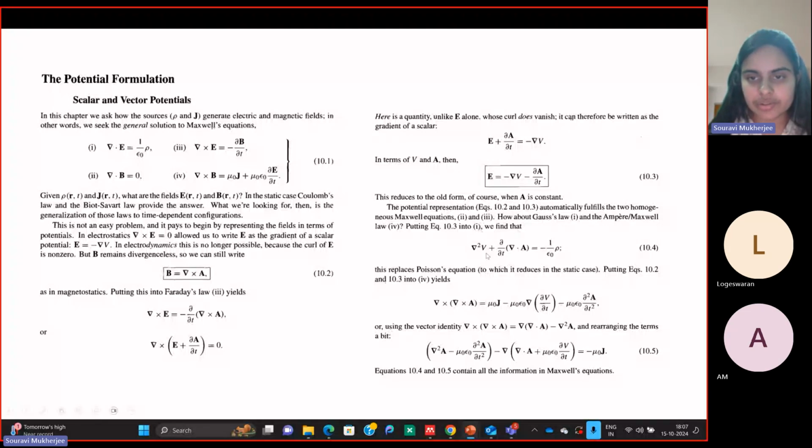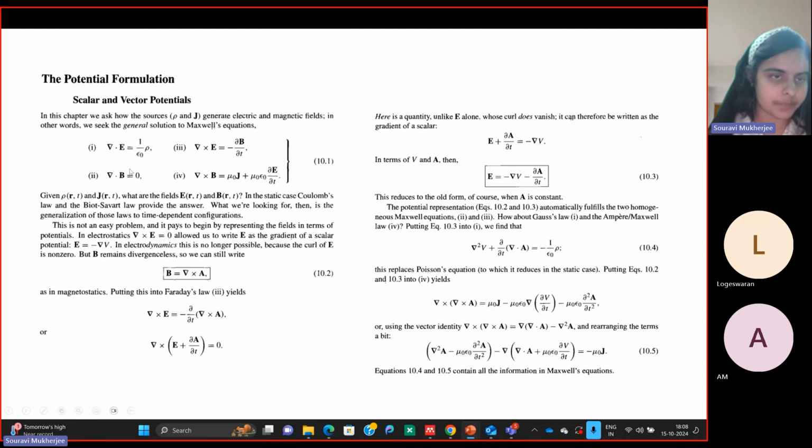Now, another thing is the potential expressions. Here, we have these expressions: B equal to curl of A. So that is the relation for how B is related to the vector potential. And this is the expression for the electric field. So now we know how the electric field and the magnetic field can be written in terms of the vector and scalar potentials. So given this, we know what E is.